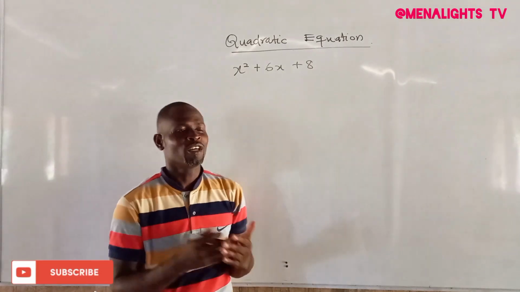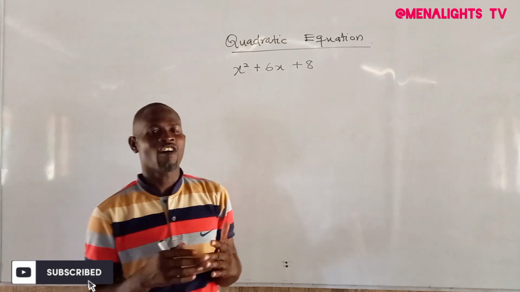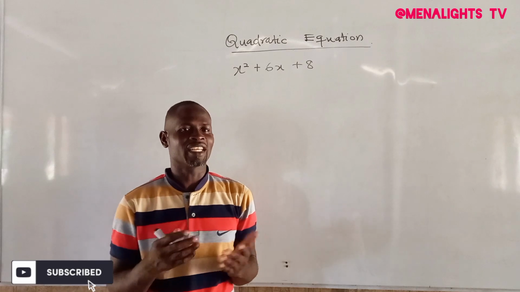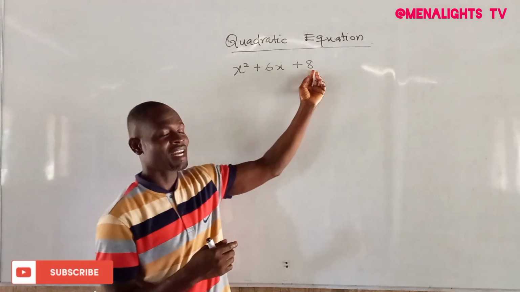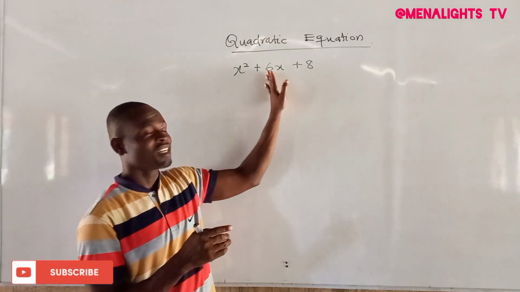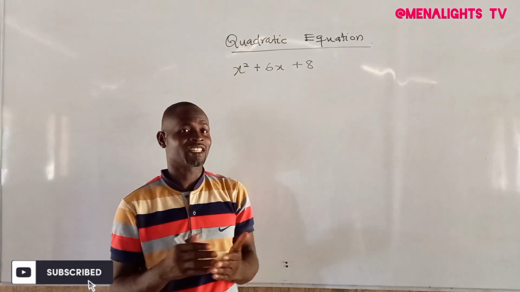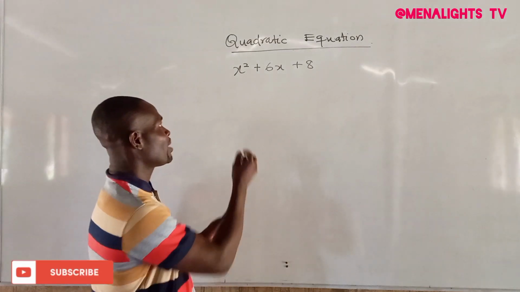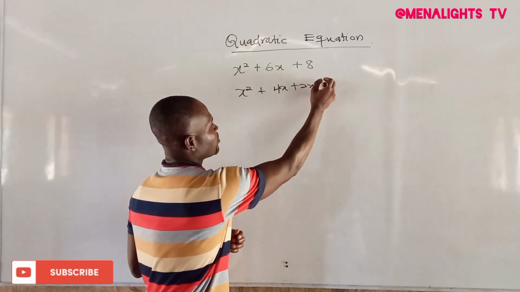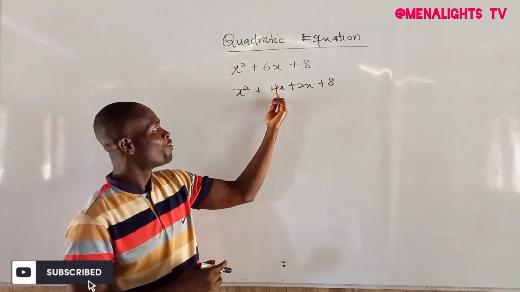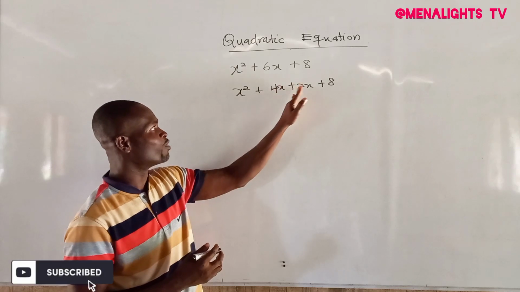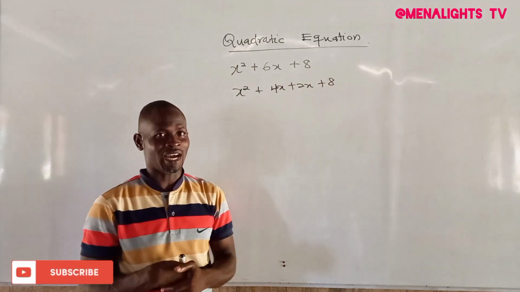Factors of 8 are 1, 2, 4, and 8. We also have -1, -2, -4, and -8 as well. Now, the number we have here is +8. So our question is, two numbers when you add, you get +6, and when you multiply, you get +8. Now, the numbers will be x squared plus 4x plus 2x plus 8. If you add 4 and 2, you get 6. And when you multiply 4 and 2, you get what? The 8 that we have there.